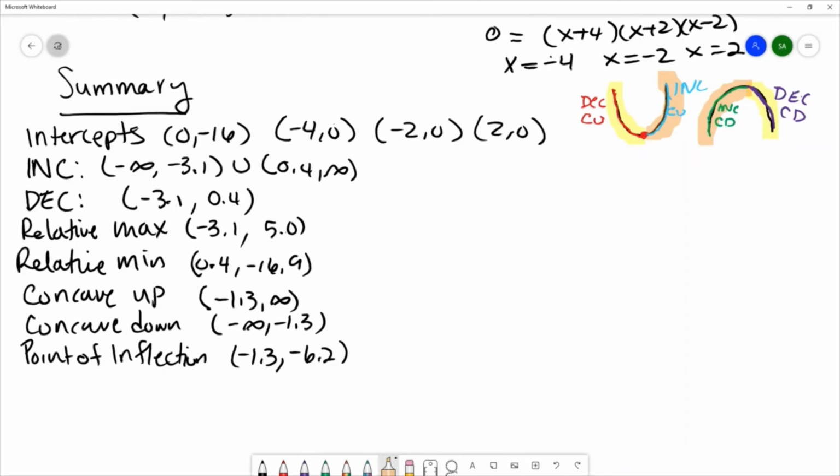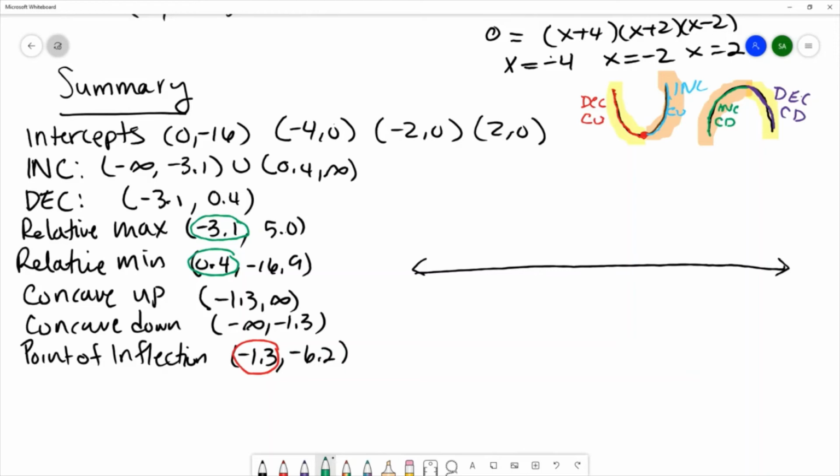So I want to distinguish which parts of our graph have this type of curvature. So what I'm going to do is make a chart, and on this chart I want to put the critical numbers from the first derivative and the critical numbers from the second derivative. So from the first derivative we had critical numbers of negative 0.3, 1, and 0.4. And for the second derivative we had a critical number of negative 1.3. So I'm going to put those numbers on the chart.